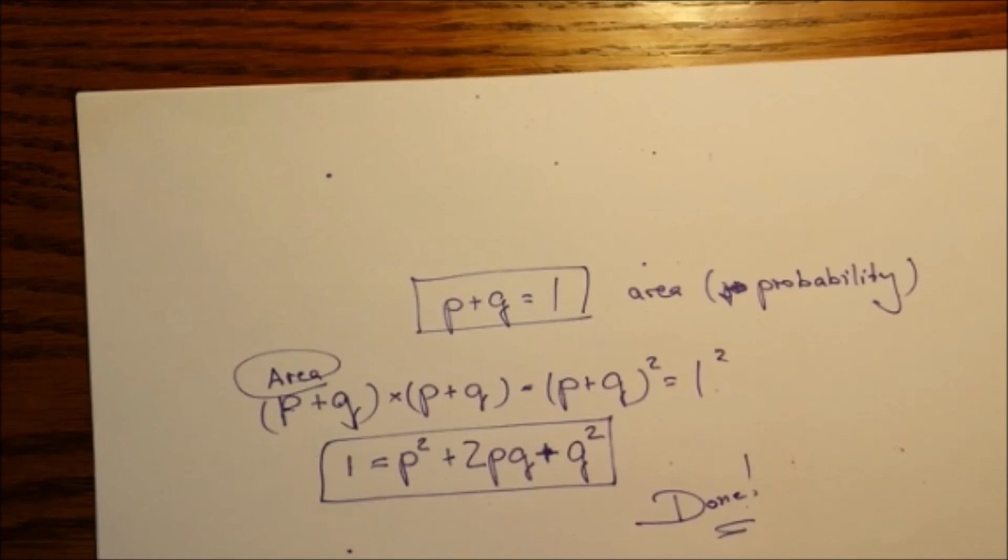Hardy-Weinberg equilibrium happens only when no mutations happen in the population, random mating takes place, no natural selection happens, an extremely large population is taken into consideration, and no gene flow happens in the population.